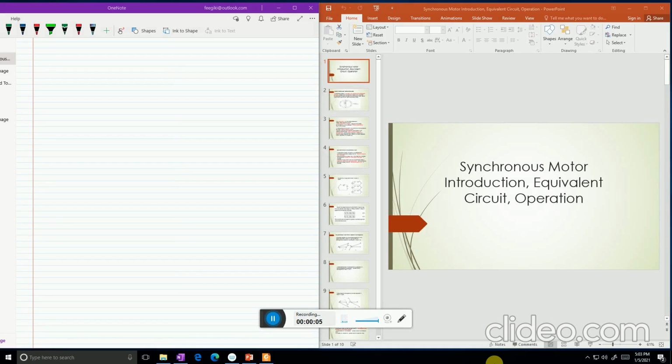Bismillahirrahmanirrahim. In this lecture, we are going to study synchronous motor introduction, its equivalent circuit and operation. We already studied the synchronous generator and induction motor, and this synchronous motor resembles the synchronous generator, with just one difference: the synchronous generator converts mechanical power into electrical power, and this synchronous motor converts electrical power into mechanical power.